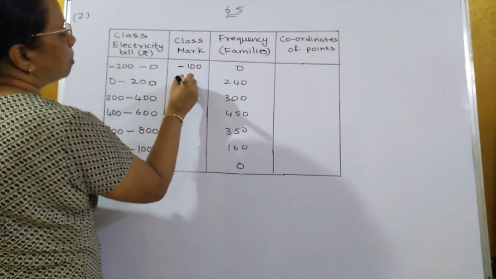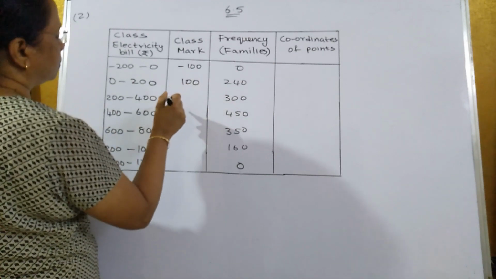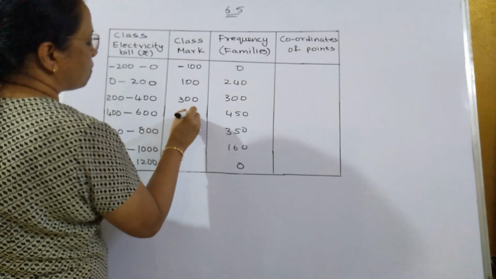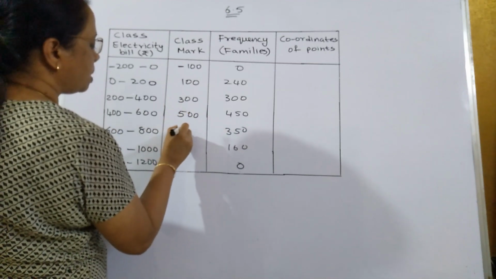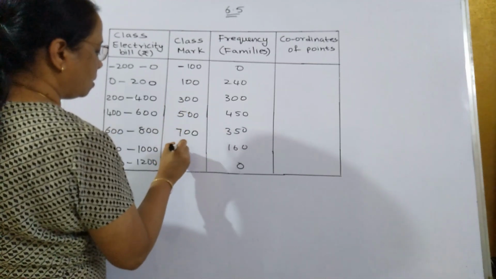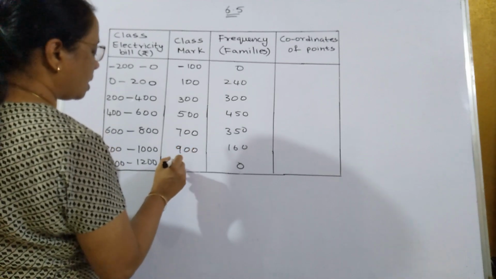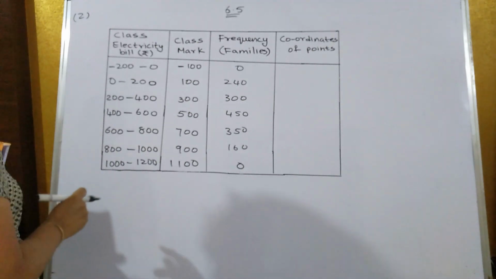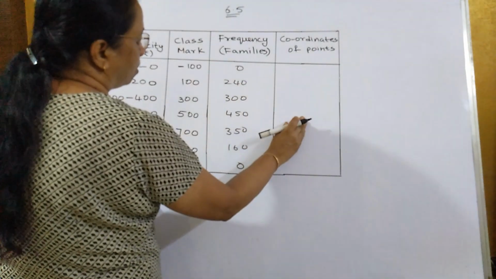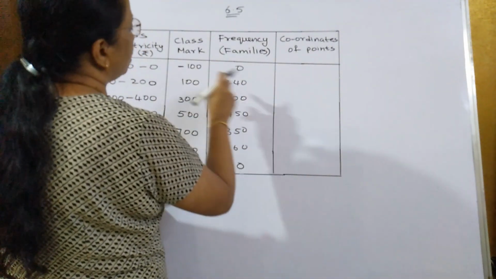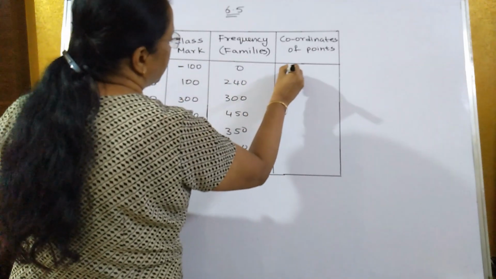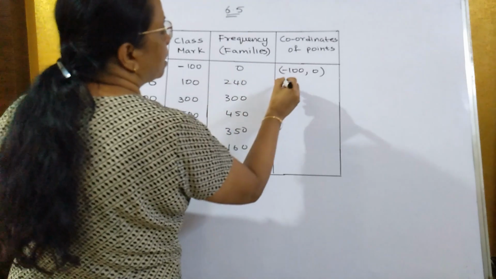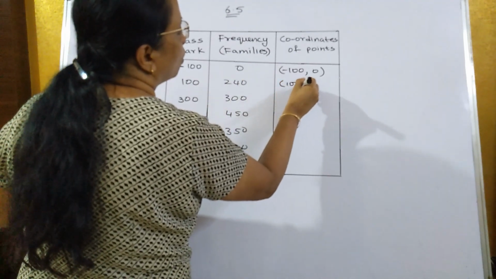-100. This will be 100, this will be 300, this will be 500, this will be 700, 900, and this will be 1100. So the coordinates which you will be plotting on the graph are -100 and 0. Next one will be 100 and 240.